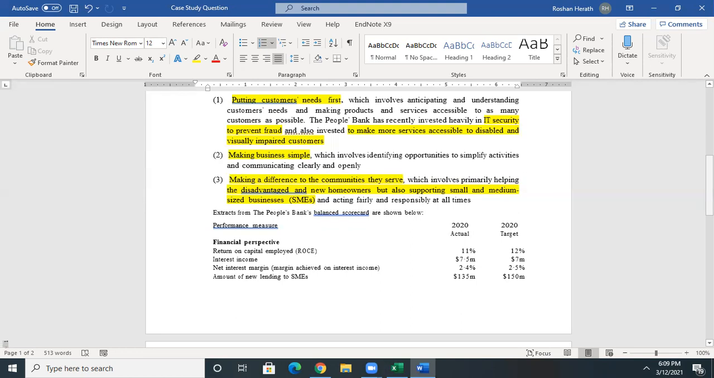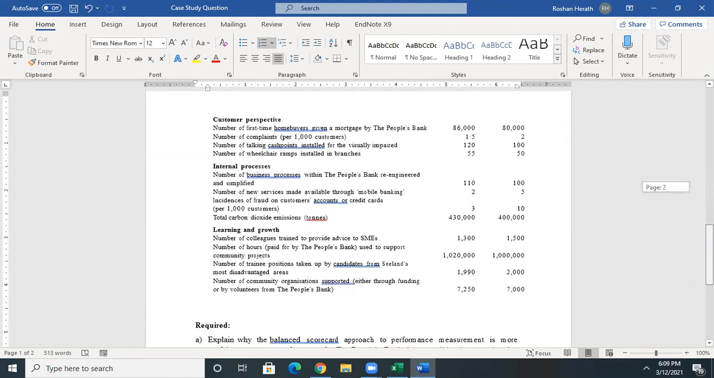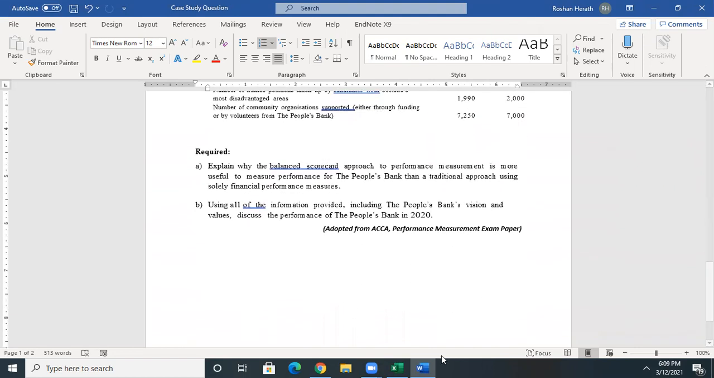So how are we going to answer such a question? What are your main points? If I just help you with certain points, make a few points. Explain why the balanced scorecard approach to performance measurement is more useful to measure the performance.